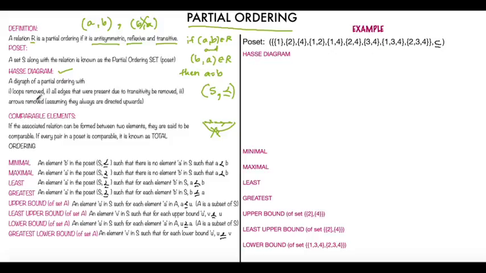Okay, because this is obvious that since it is transitive, this edge is present. And then third, we remove all the arrows, so there is no direction there. We assume that the Hasse diagram is drawn from bottom to top. So if there is an ordered pair A B, it is drawn like this. This is my A and this is my B, so it's obvious that it is going from bottom to up. Okay, then we talk about comparable elements. So if the associated relation can be formed between two elements, they are said to be comparable, and if every pair in a poset is comparable, that partial ordering is known as total ordering.